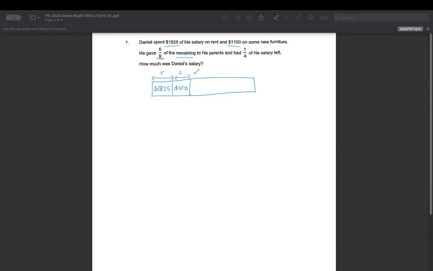This part here is your remainder, because after you spend on your rent and your furniture, this part is your remainder. Looking at your remainder, your fraction denominator says that your total remainder should have 9 units. Currently you only have 1, so I will draw my drop-down model and draw my 9 units.